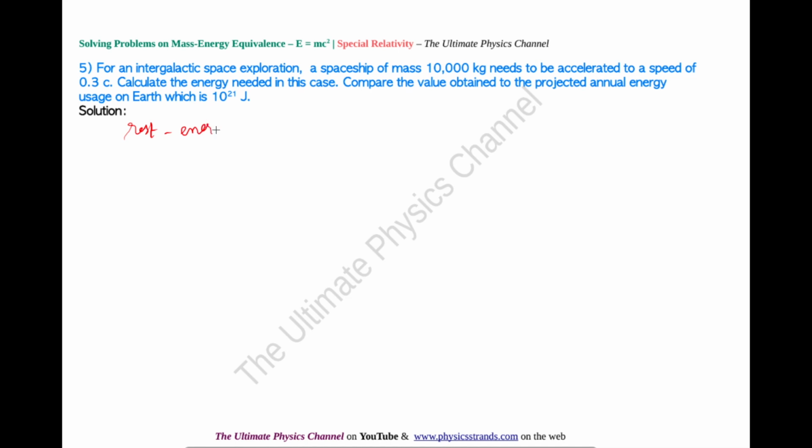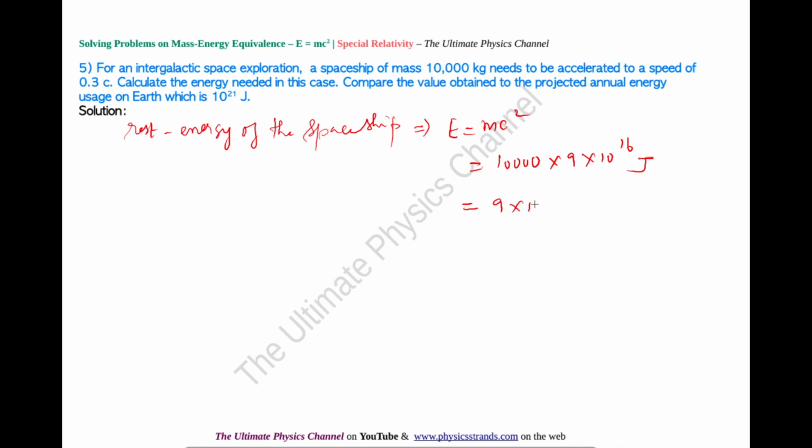Rest energy of the spaceship. That is, let us call it E, which is equal to mc squared. That is 10,000 kilograms mass. So 10,000 multiplied by 9 times 10 to the power 16 joules. That is 9 times 10 to the power 20 joules. This is in kilogram units, so I can directly substitute, this is about 10 to the power 4.